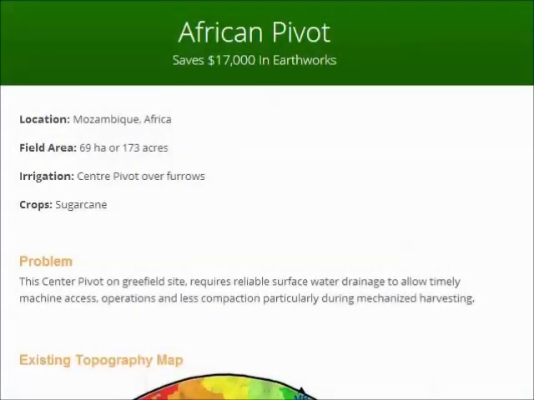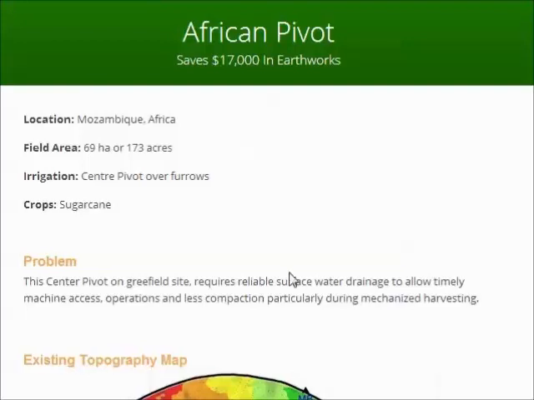For our case study on a two-way design surface, we're going to look at a centre pivot in Africa. It's 69 hectares or 173 acres. This centre pivot will run over sugarcane grown on furrows. The centre pivot is on a greenfield site and requires reliable surface water drainage to allow timely machinery access and operations and less compaction, particularly during mechanised harvesting.